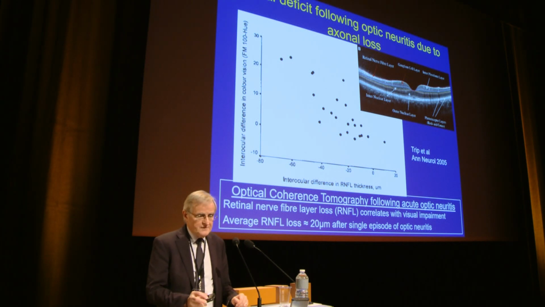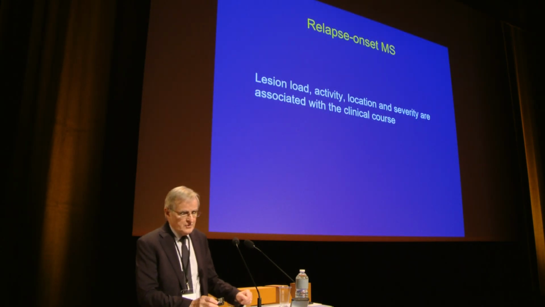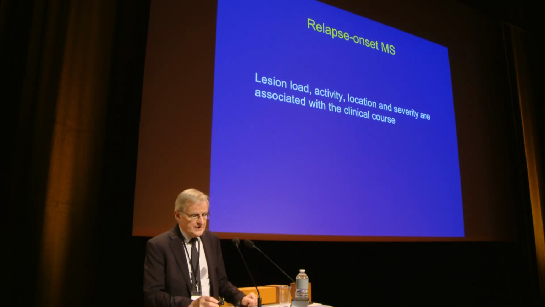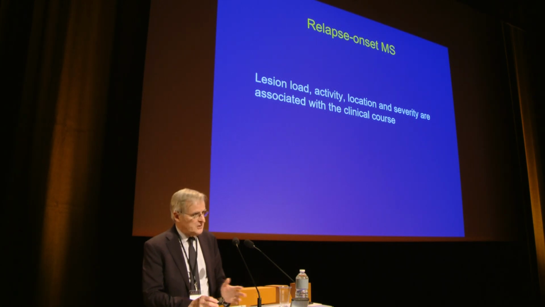So I think one could briefly summarize these observations in relapse onset to say that, in general, lesion load, activity, location and severity are all associated with the clinical course of MS. Of course, there is a lot of variability from one subject to another, but in general, I think these principles are reasonably well established in relapsing remitting MS and with some predictive value for the future clinical course.